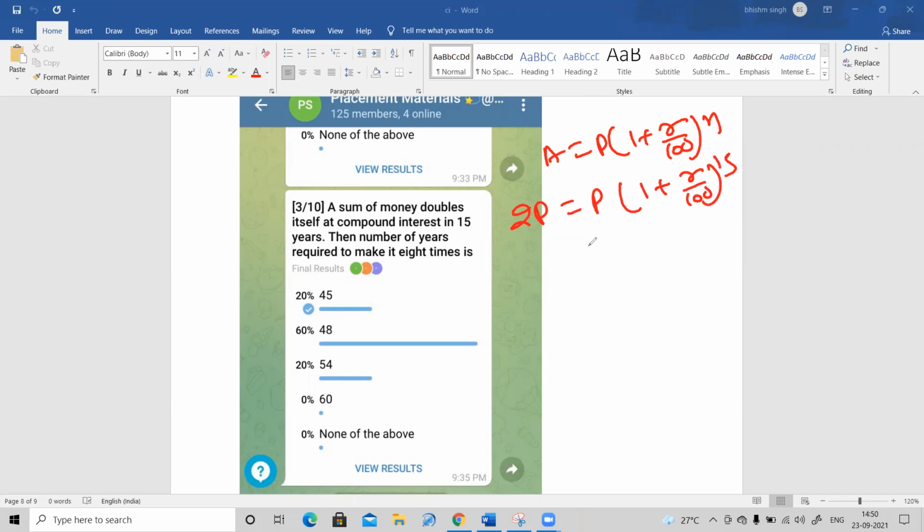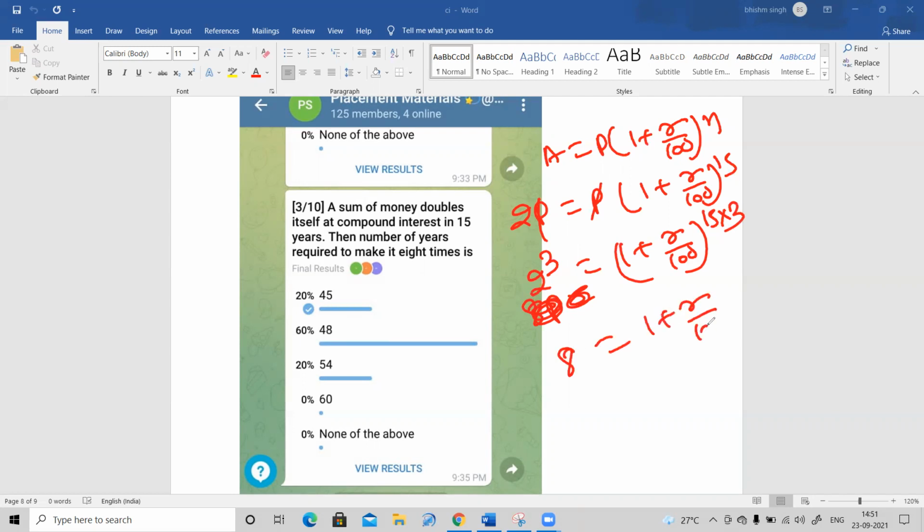They're asking then how many years it is required to become 8 times. So this amount needs to become 8 times. So the new amount becomes 8 times. So how will it become 8 times? Simply, P cancels here. I will put the cube on both sides. So 1 plus R divided by 100, and this is 15 multiplied by 3 here. So this is 8 times in how many years? See here, 15 times 3 is 45. So in 45 years it becomes 8 times.